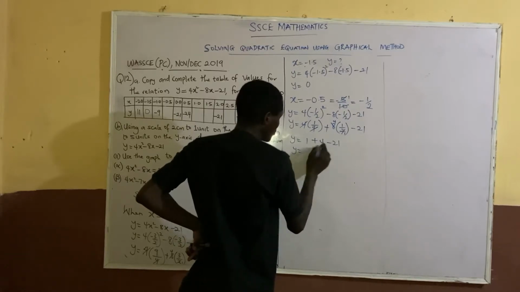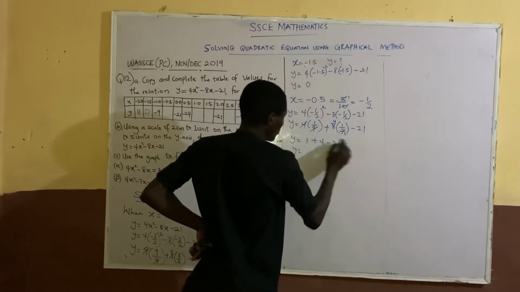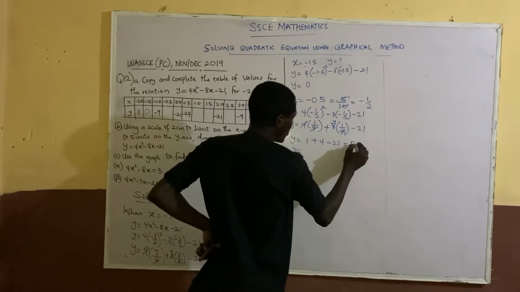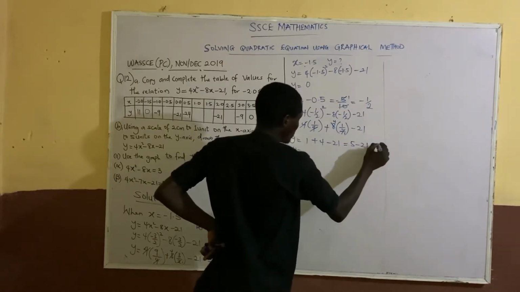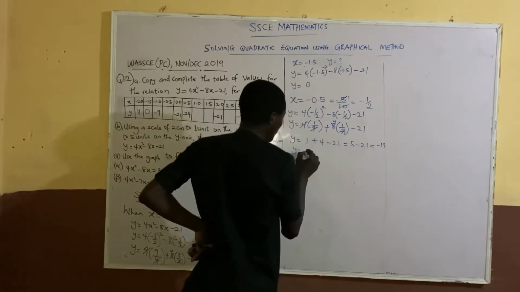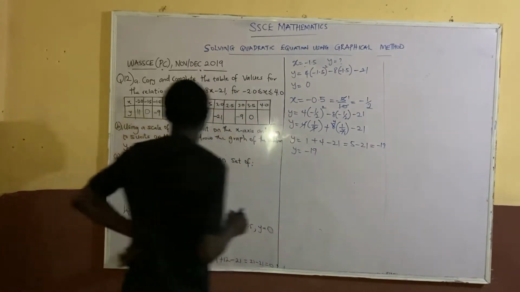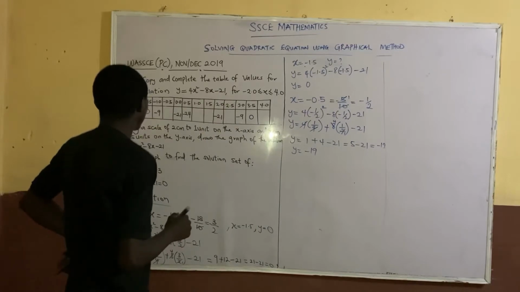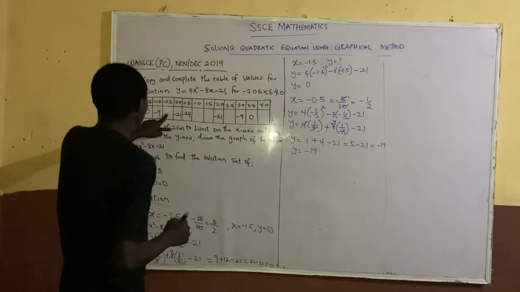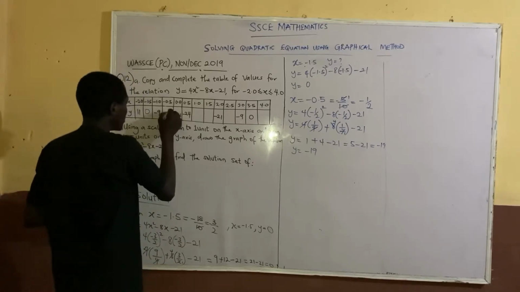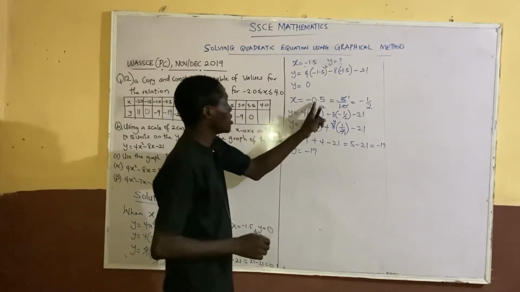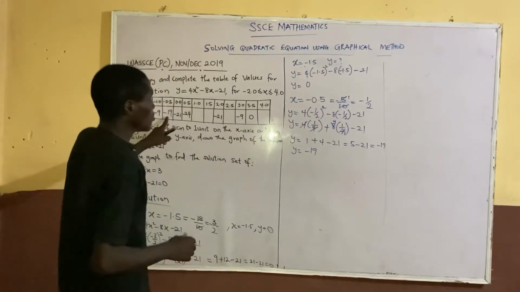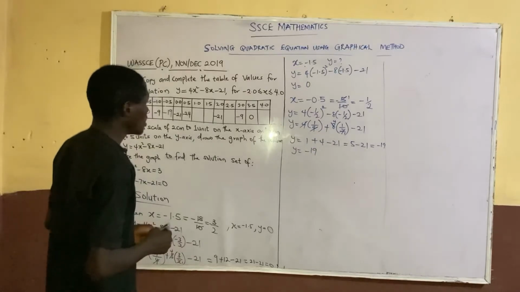So y here is equal to, let's write here, 1 plus 4 is 5, minus 21. So 5 minus 21 will give me minus 19. So my y is minus 19. So when your x is equal to minus 0.5, we have y equal to minus 19. So now that has been taken care of.